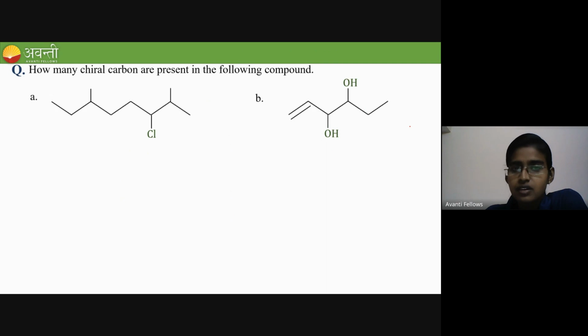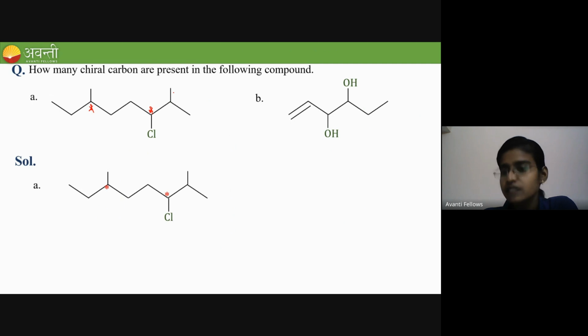Okay. So I have shown you 2 compounds on the screen, and we have only a few more minutes. Can you try to find the number of chiral carbons present in both cases? In the first compound, how many chiral centers do we have? Try to find it quickly. This is your chiral carbon and this is another chiral center. Is there any other? So there are only 2 chiral centers in the first compound.